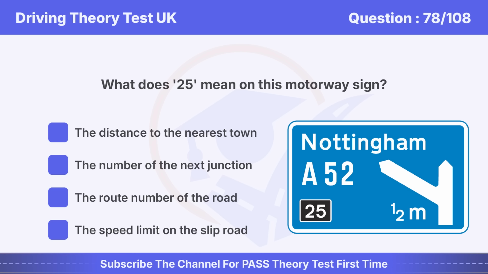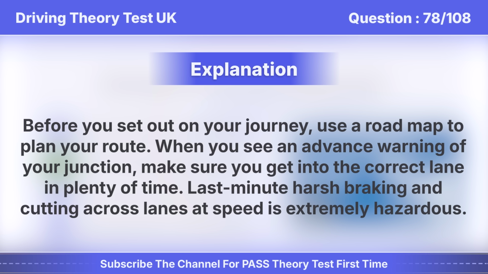Question 78. What does 25 foot mean on this motorway sign? Answer is B. The number of the next junction. Before you set out on your journey, use a road map to plan your route. When you see an advance warning of your junction, make sure you get into the correct lane in plenty of time. Last-minute harsh braking and cutting across lanes at speed is extremely hazardous.